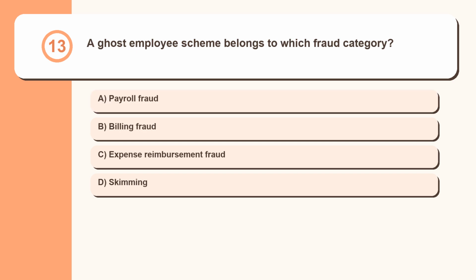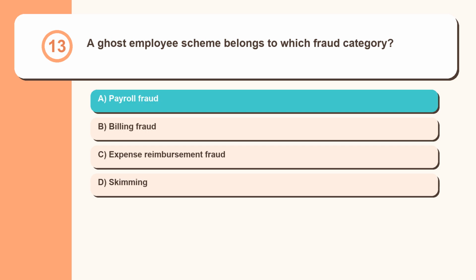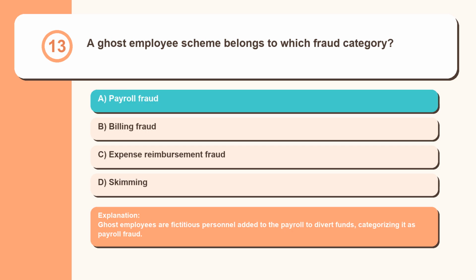Question 13. A ghost employee scheme belongs to which fraud category? Payroll fraud, billing fraud, expense reimbursement fraud, skimming. Ghost employees are fictitious personnel added to the payroll to divert funds, categorizing it as payroll fraud.